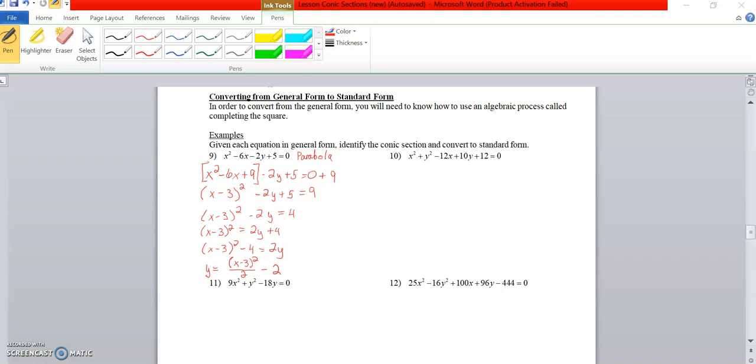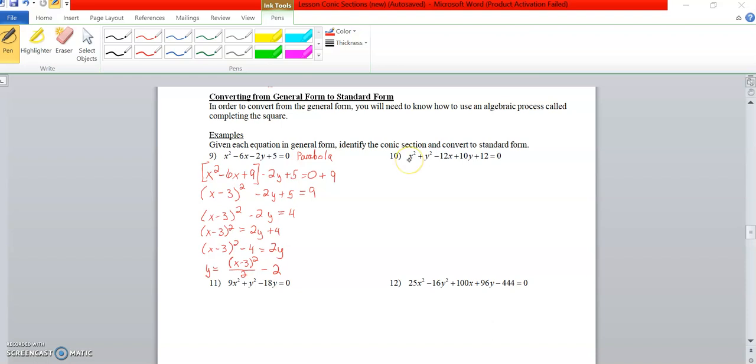Video for completing the square, or I guess as they call it, converting from general to standard form. But number 10 is kind of nice because we get to really fully use this completing the square for its intended purpose here. So number 10, remember the first thing you've got to do for each of these is identify which conic section we're dealing with.